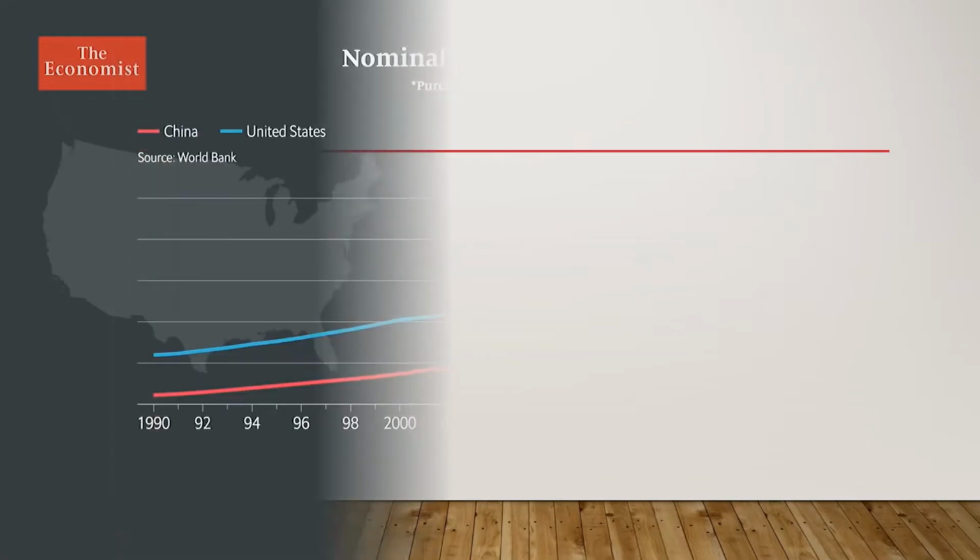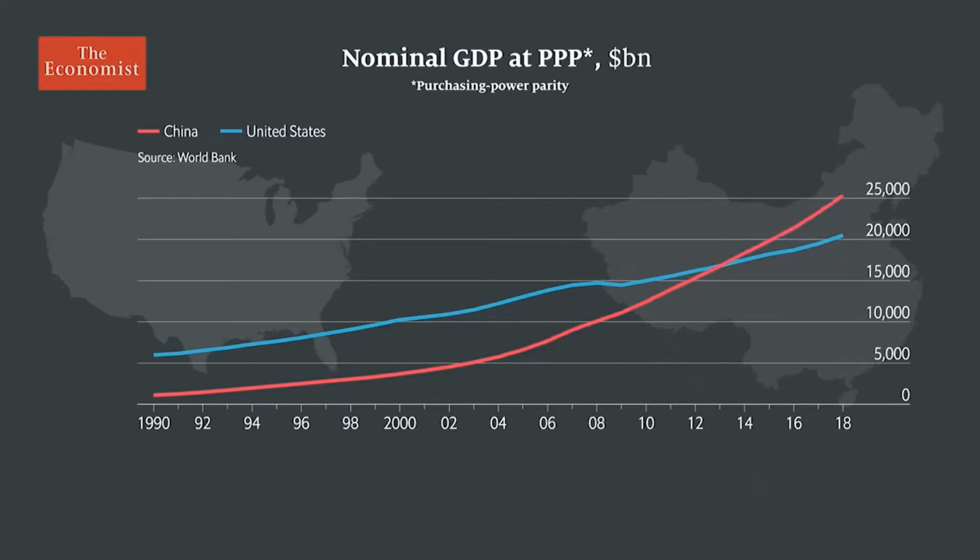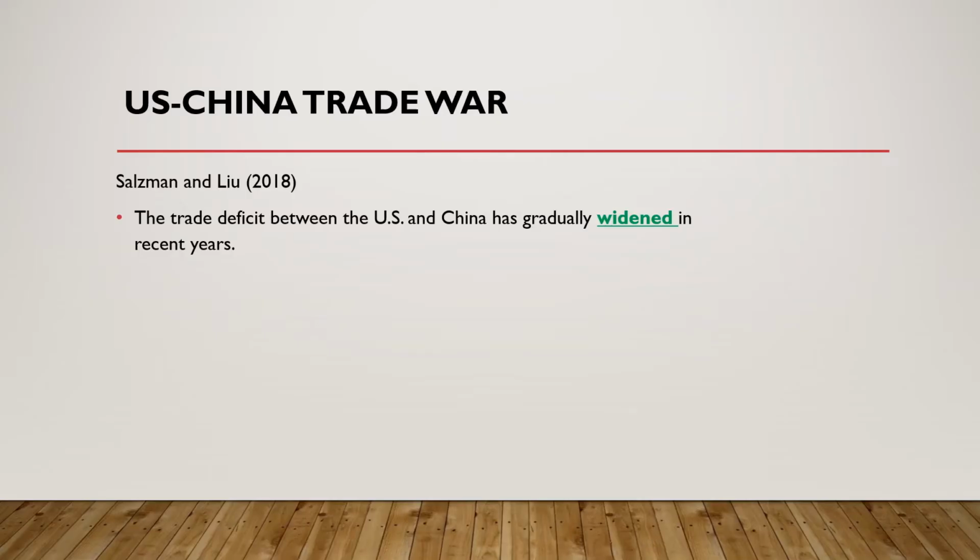Now, next look at the next picture. In the previous picture, we see that Chinese GDP has not exceeded US GDP over the last few years. However, the purchasing power over the last few years already exceeded US. A study conducted by Southern and Liu during 2018 found out that the US and China trade deficit has been gradually weakened over the recent years.